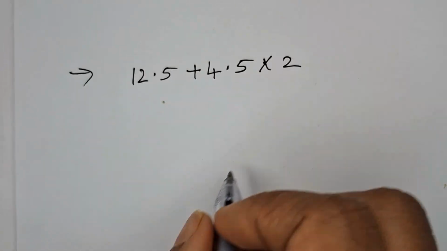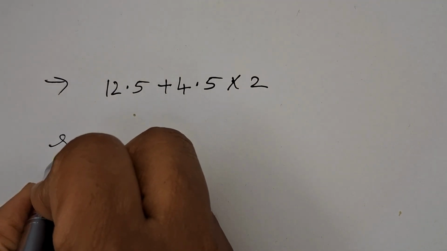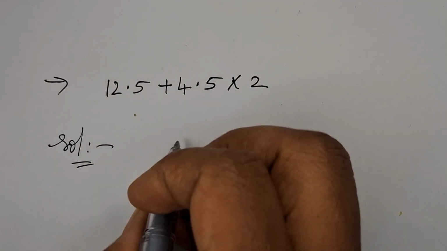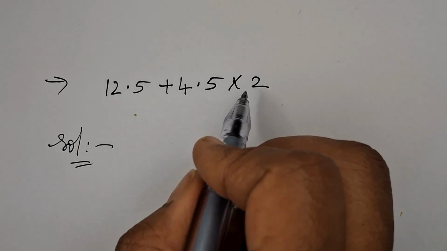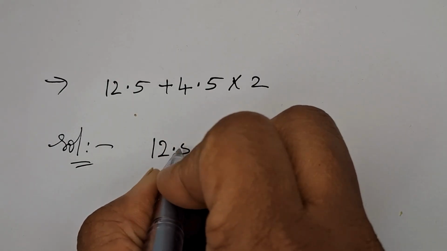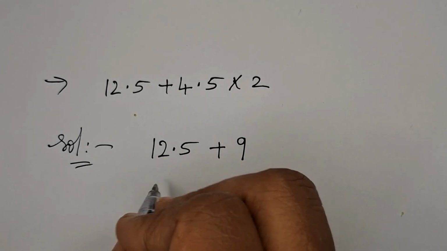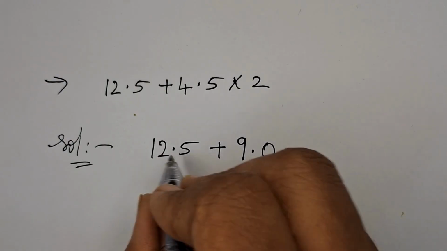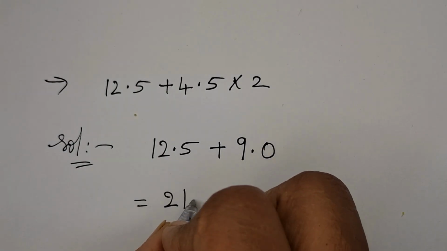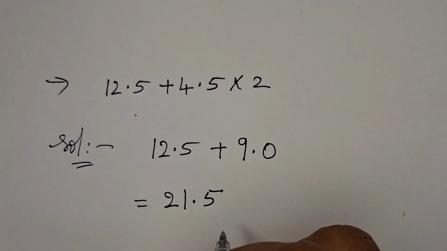12.5 plus 4.5 into 2. So here we have to solve. The first is multiplication. So 4.5 into 2 is 9. So 12.5 plus 9 is 21.5. 21.5 is the answer.